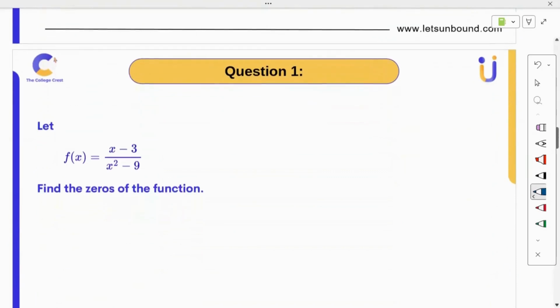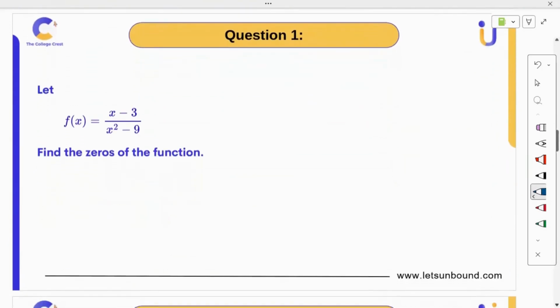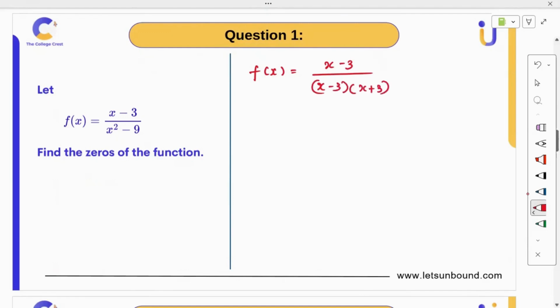Let's solve questions on this. Let f of x be x minus 3 by x squared minus 9. Find the zeros of the function. Do you remember analytically how to solve this? First, simplify. That means factorize the numerator and denominator. The numerator is already in linear factored form. The denominator is x minus 3 into x plus 3. How did I factorize? I applied the difference of squares formula: a squared minus b squared means a minus b into a plus b. So here x squared minus 9 can be written as x squared minus 3 squared.